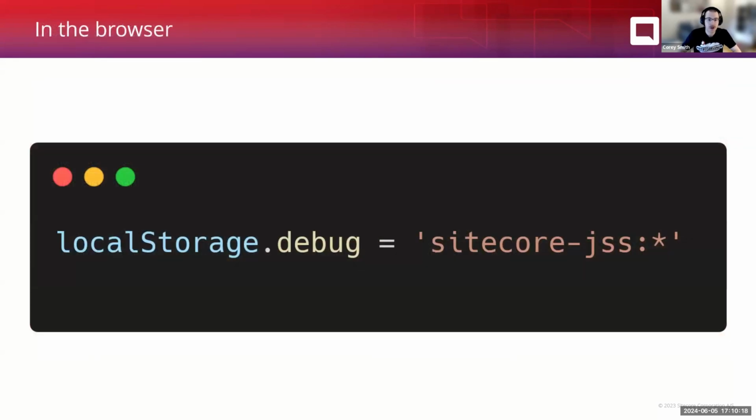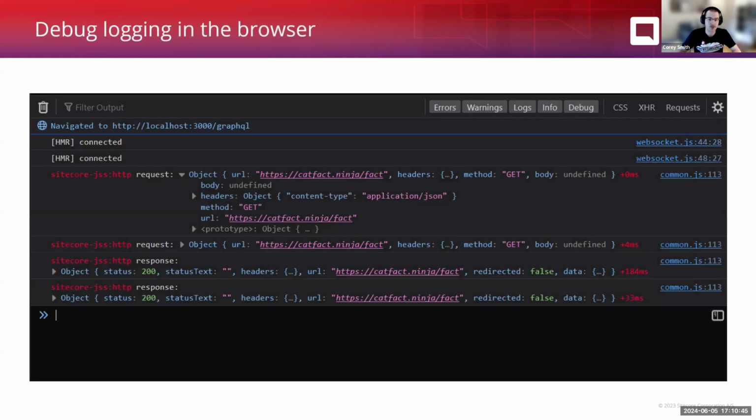You can also turn on debug logging in the browser to see some of these logs come through in the browser console. The way that you do that is not through the .env file, but instead you have to go to the browser console and set the debug property on local storage. When you do this, any calls that are made in the client triggering one of those filters will show up in the DevTools console like this.